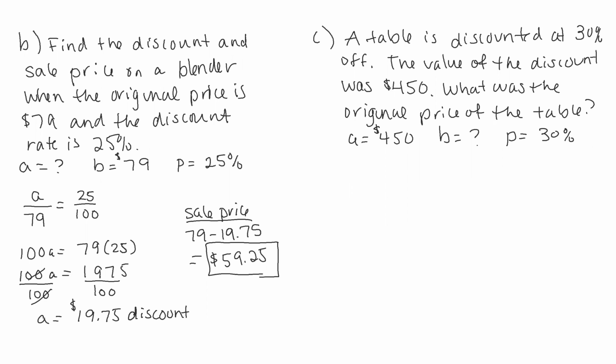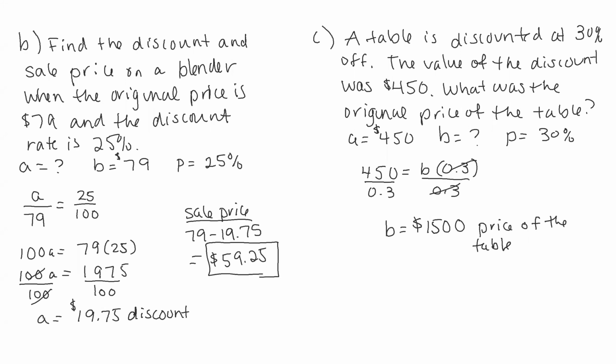So let's go back to the percent equation. We take the amount and set it equal to the base times the percent. Remember, the percent has to be written in decimal format. So I need to undo the multiplication of b and 0.3. I would divide both sides by 0.3. On the right, the 0.3s cancel, leaving b. And b equals 450 divided by 0.3, or $1,500. And $1,500, remember, represents the original price of the table. So this is the price of the table before the discount.